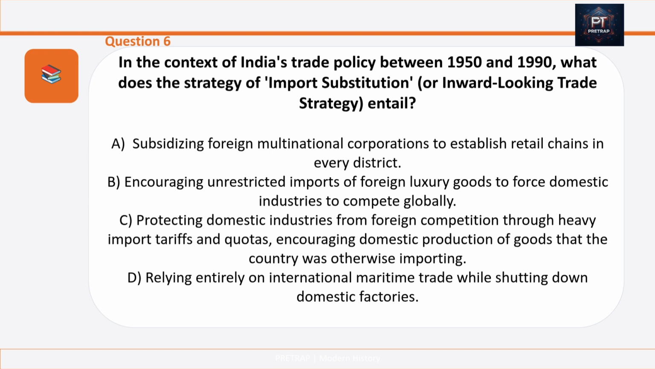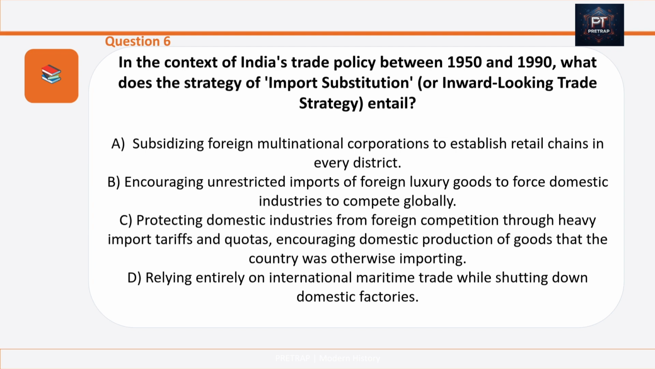Option A, subsidizing foreign multinational corporations to establish retail chains in every district. Option B, encouraging unrestricted imports of foreign luxury goods to force domestic industries to compete globally. Option C, protecting domestic industries from foreign competition through heavy import tariffs and quotas, encouraging domestic production of goods that the country was otherwise importing.